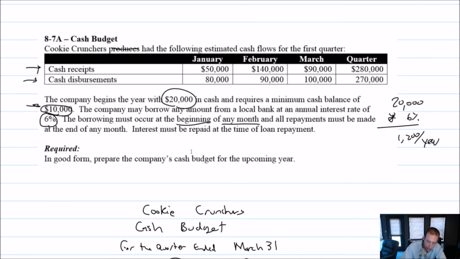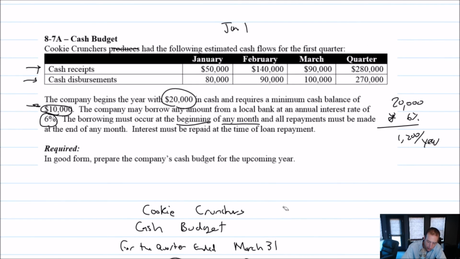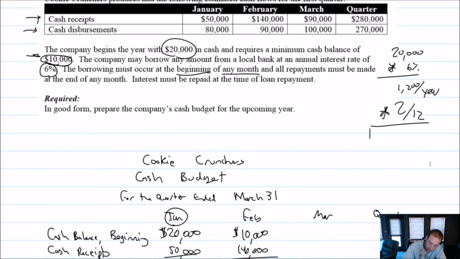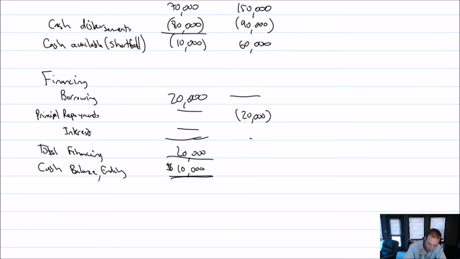If I were to set a date to that, I would say we borrowed on January 1st, and repayments must be made at the end of the month. So if we're repaying here in February, it must be at the end of February. So January 1st to the end of February, which is February 28th, that's 2 months. So it's $1,200 a year, but we only borrowed for 2 of the 12 months of the year. So 1,200 times 2 out of 12 months is actually just $200. So our interest that we're going to pay on this debt is $200 of interest.